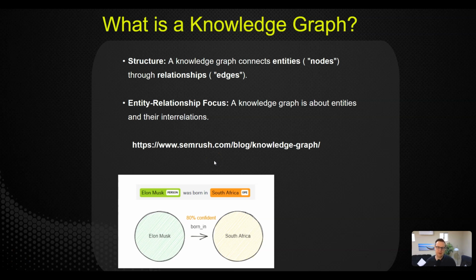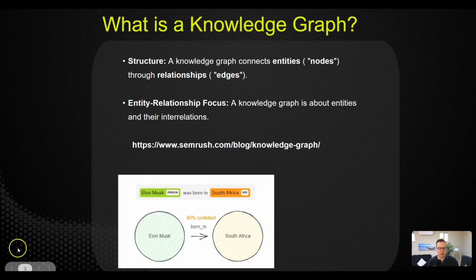A knowledge graph connects the entities, also called nodes, through relationships, also called edges. You can see here we've got the entity Elon Musk, and that is connected to South Africa with a confidence level as well. So whenever Google is looking at text on websites, it might be checking if that's already an existing entity and relationship in their knowledge graph. And if not, it might be interested in adding it to the knowledge graph. And that's where the confidence level comes in.